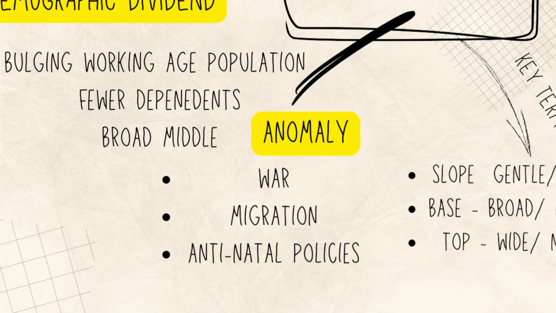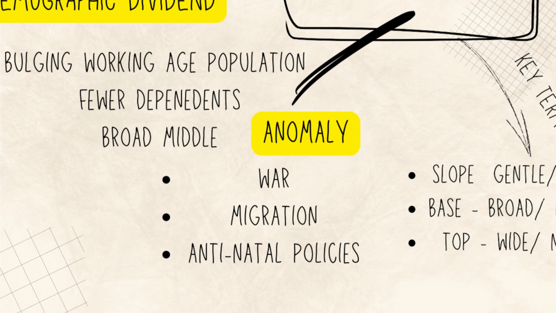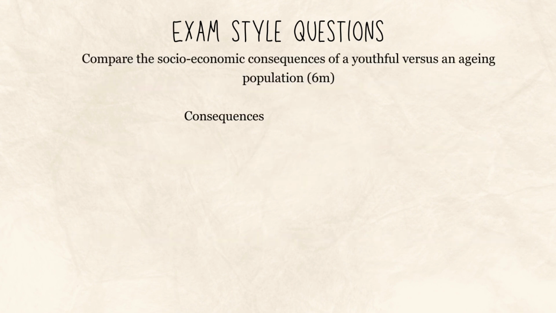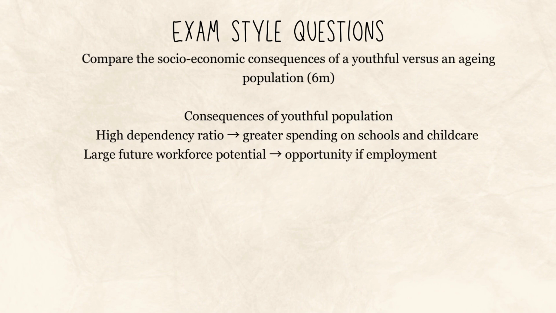And if you're wondering, how might this actually show up in my exams? Here are a few IB-style questions. Compare the demographic structure of a youthful versus an aging population. Compare the socio-economic consequences of a youthful versus an aging population.